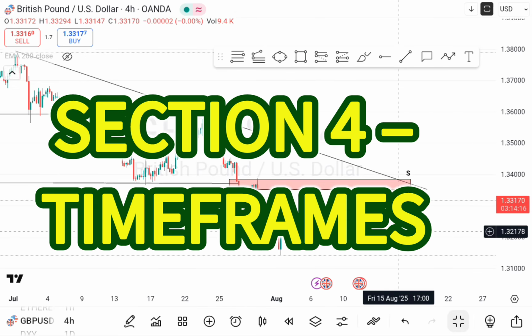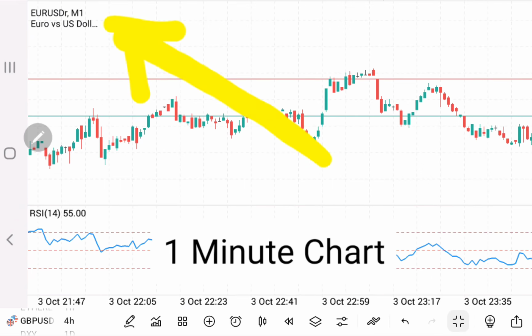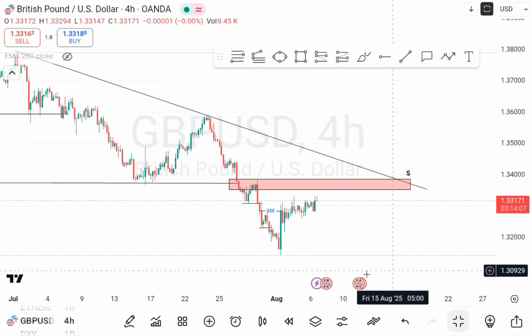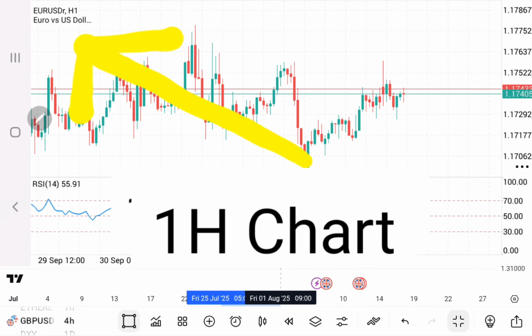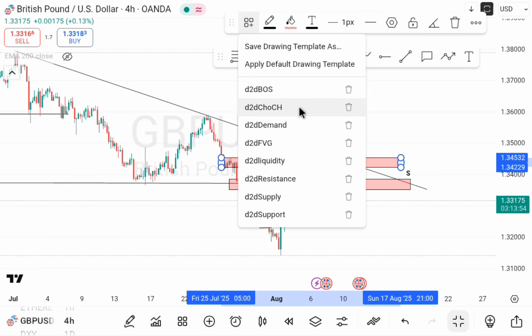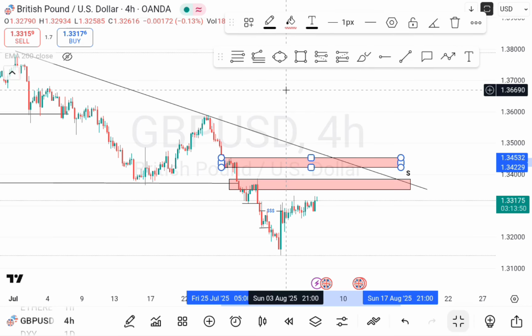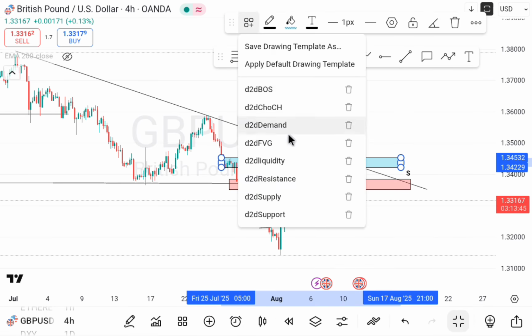Section 4. Time frames. Charts can be viewed in different time frames. 1-minute chart. Each candle represents 1 minute. 15-minute chart. Each candle equals 15 minutes. 1-hour chart. Each candle equals 1 hour. Daily chart. Each candle equals 1 full day. Scalpers use very short time frames. Swing traders prefer 1 hour to daily charts. Remember this rule. The higher the time frame, the stronger the signal.